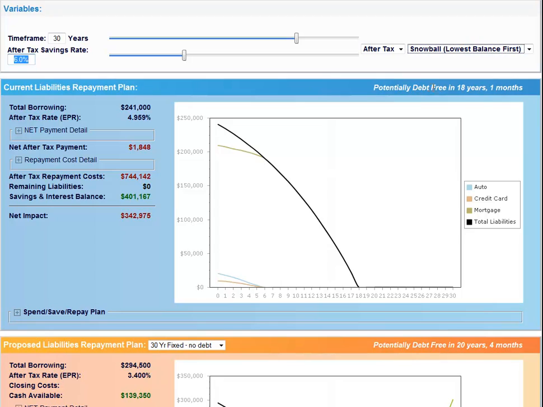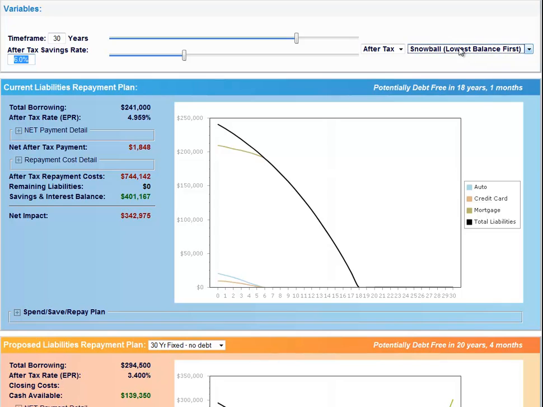That would show that the client could be completely debt-free in 18 years, 1 month. And you can see again the net cost here has dropped substantially down to about $342. And again, you can see the time frame difference here. We've gone from 30 years to 18 years in 1 month.